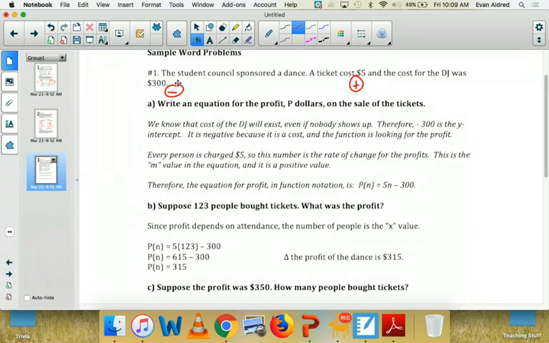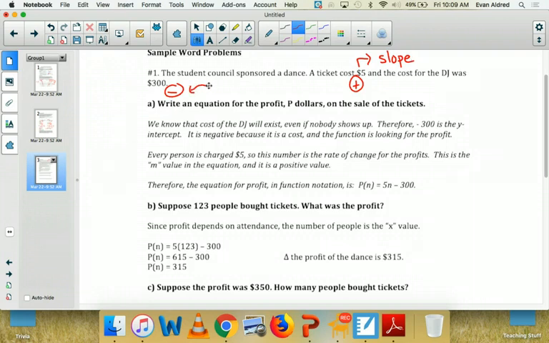So when we talk about ticket price, we are adding $5 for every person who shows up. That is helping our profit. If nobody shows up, well, we owe $300. So our profit is negative in that case because we have to pay for the DJ no matter what. So that is kind of our starting point. And when we think about it in that way, we can tell quite quickly that every ticket sold changes the profit by $5.